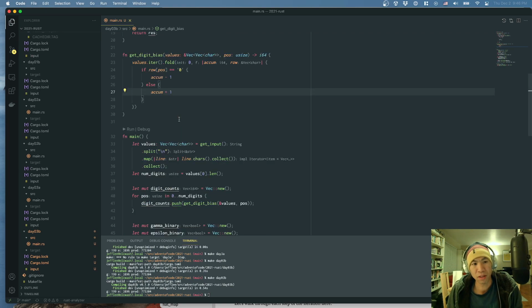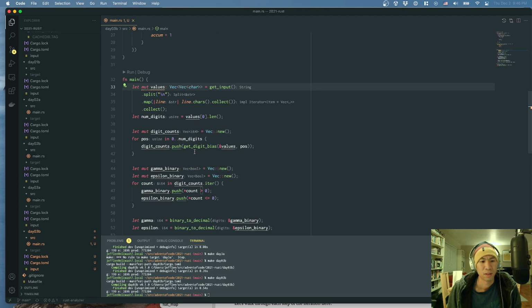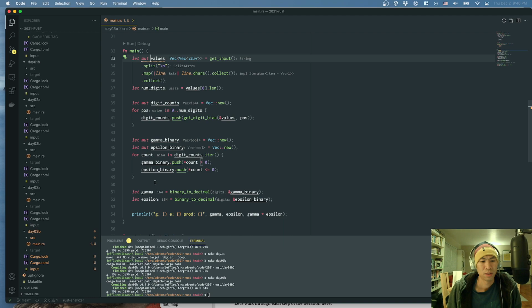Okay. Now that we've gotten this far, I think we actually have to solve the problem in part 2, where what we're trying to do is actually filter down our number set. So what we have to do is get the digit bias. And I think value is going to end up being mutable because we're actually going to change values over time. And all this gamma and epsilon stuff goes out the window. We don't care about that anymore.